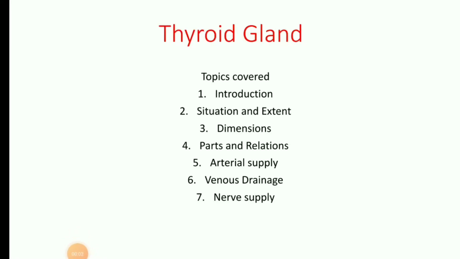In this video we are talking about thyroid gland. The topics covered in this session are given here. First we will talk about the introduction of thyroid gland. Then we will go to the situation and the dimension of thyroid gland. Then we will talk about the parts of thyroid gland in relation to various parts. Then we will end this topic by discussing the blood supply and the nerve supply. Without further delay, let us start.